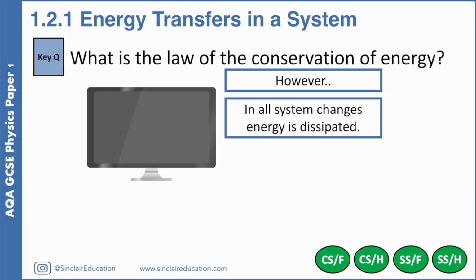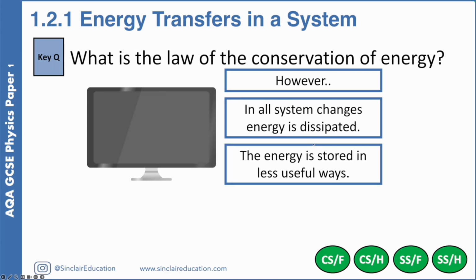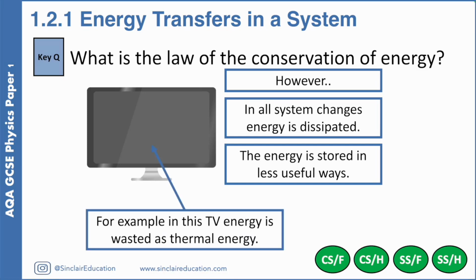So what we find then is that in all systems, energy is dissipated, in that we're not using the energy in a useful way. It's not how we intended for it to come out. So, for example, if we're looking at a television, we want the energy to be transferred from electrical energy into light and sound. However, any electrical device tends to get hot. That's not the intention of using a television. That's not the energy transfer we wanted. So that's an example of energy being transferred in a not useful way at all. So this TV will waste as thermal energy.